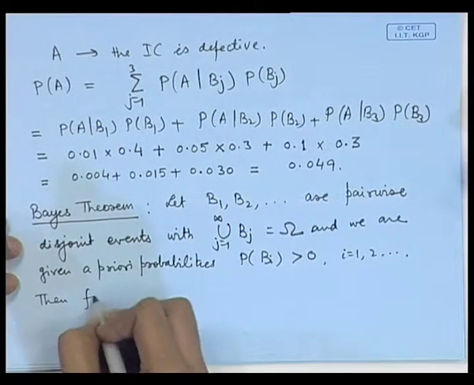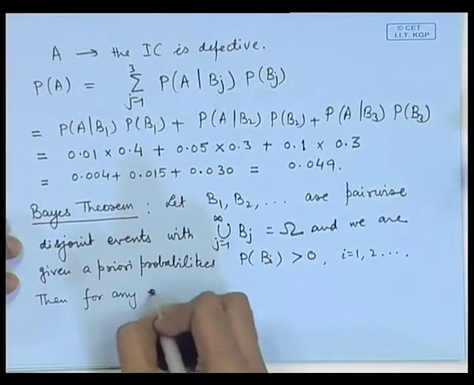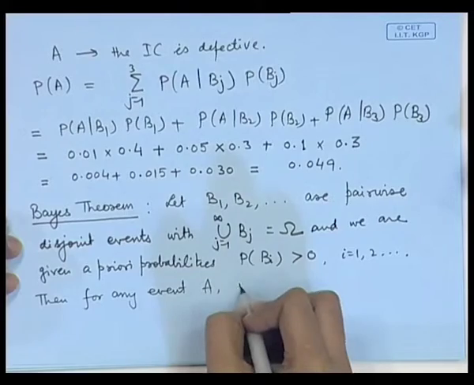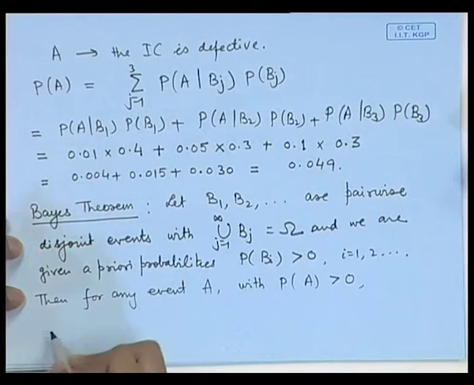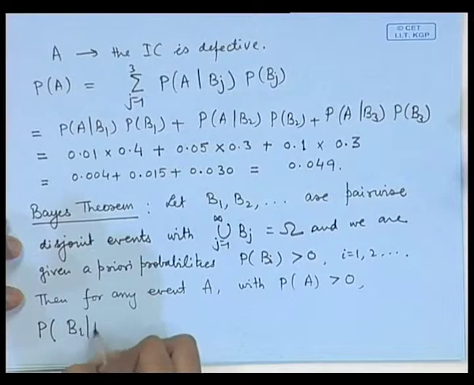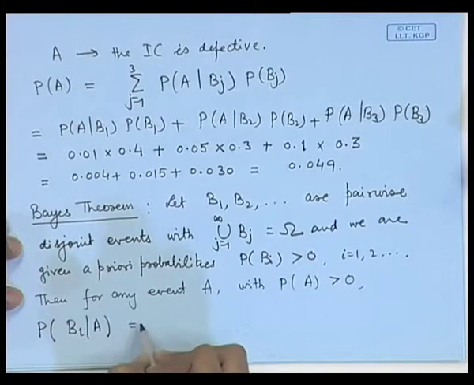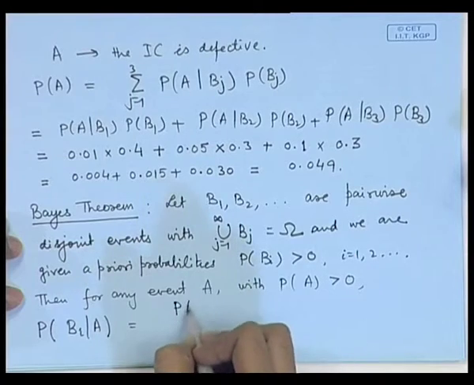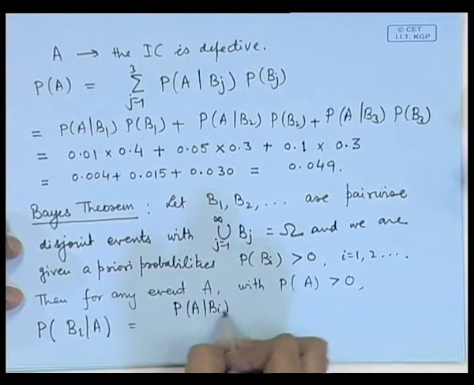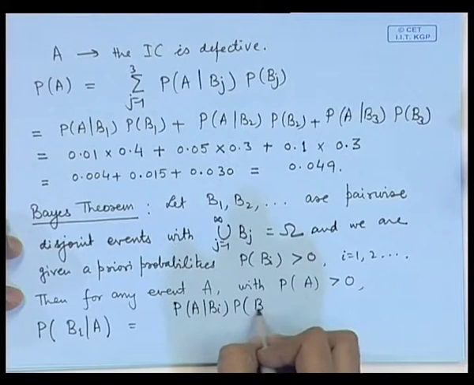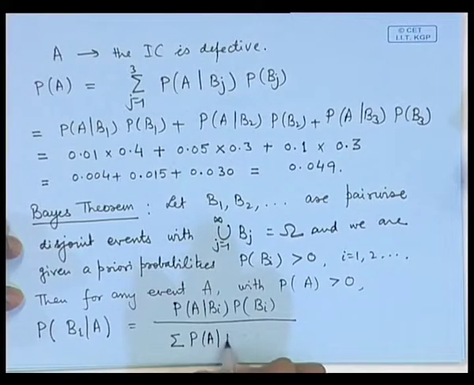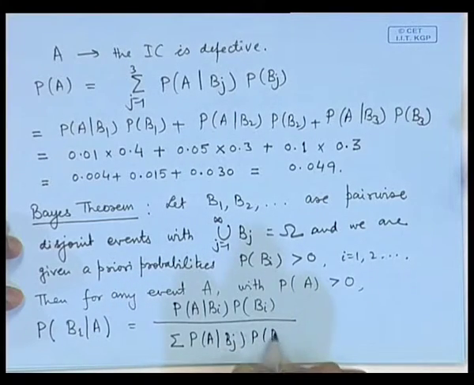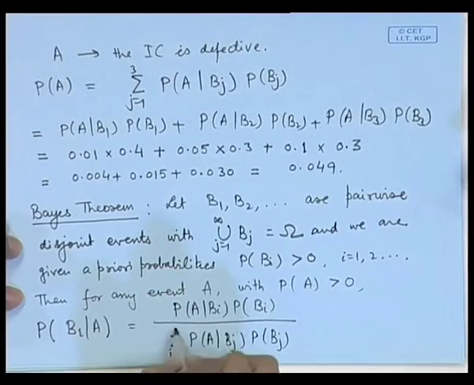Then for any event A, of course, since conditional probabilities are involved, we must say probability of A is positive. Then we define probability of B i given A, that is equal to probability of A given B i into probability of B i divided by sigma probability of A given B j into probability of B j, j is equal to 1 to infinity.